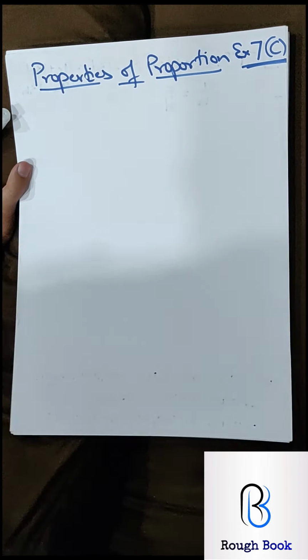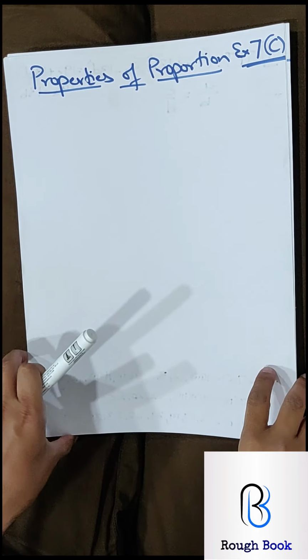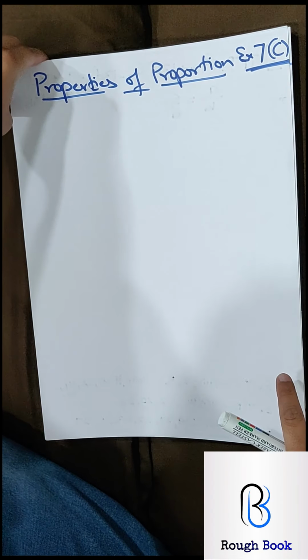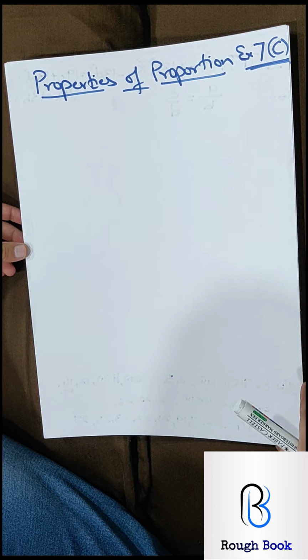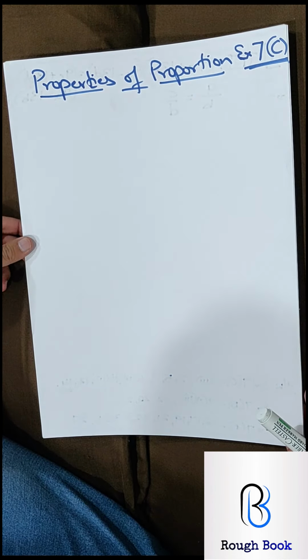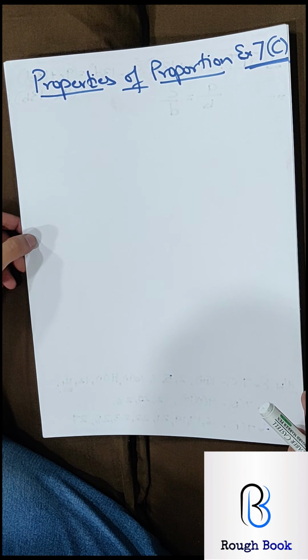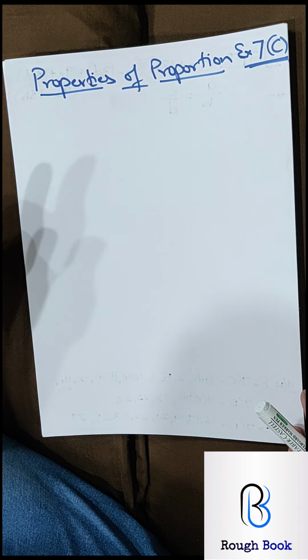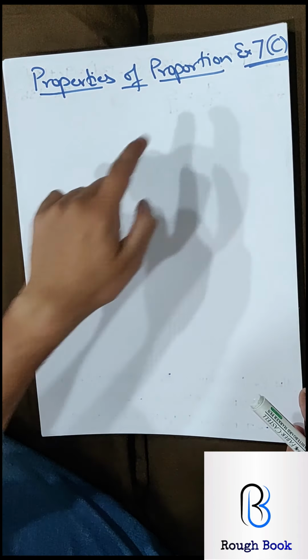We were on properties of proportion, exercise 7b. Yesterday I taught you. In that I told you three parts were very important. What is to be added, what is to be subtracted. That was one part. Second part was K method. And the third part also we did in that. Now we are getting into the next exercise 7c. 7c, the major part in this is either K method and the second part is properties of proportion.